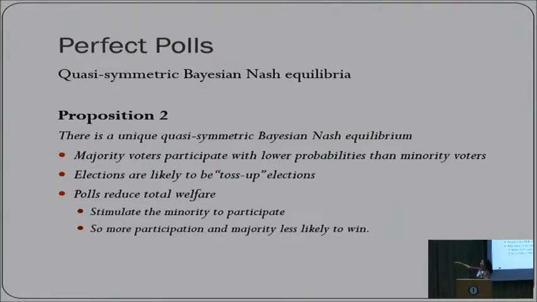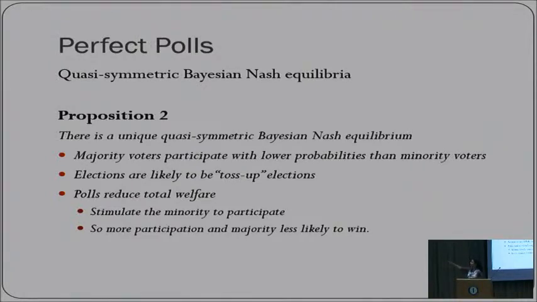And in fact, elections are likely to be toss-up elections. That is, they're likely to be very, very close elections. Again, the reason is that everyone is going through the same cost-benefit analysis. So everyone is equating their marginal benefit with the marginal cost, which is C, the same for everyone. So therefore, we should expect a very close election because everyone in equilibrium is experiencing the same marginal benefit.